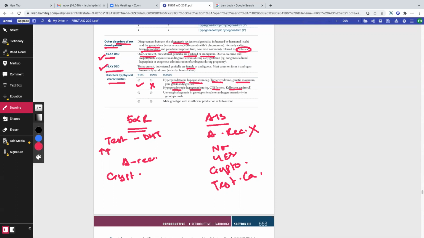Kallmann syndrome is a disease where patients have difficulty with smelling things. They have anosmia, meaning absence of their olfactory bulb. Along with that, they also have hypogonadism. This is something I'll talk about later.